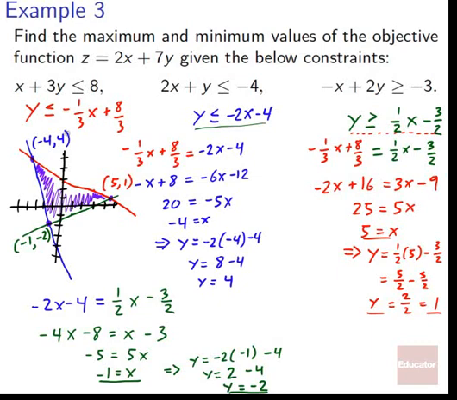So we found the three vertices to this. Now we need to use that information. They are negative 4, 4; 5, 1; negative 1, negative 2. So now we want to evaluate them in our objective function, z equals 2x plus 7y, and figure out which one makes z biggest, which one makes z smallest, and which one is just somewhere in the middle.